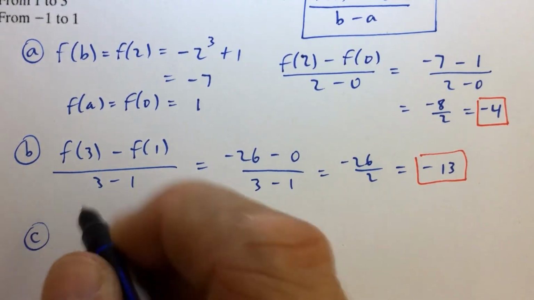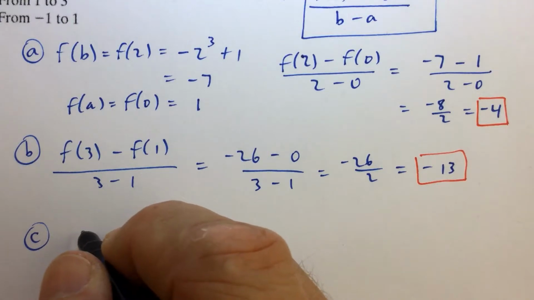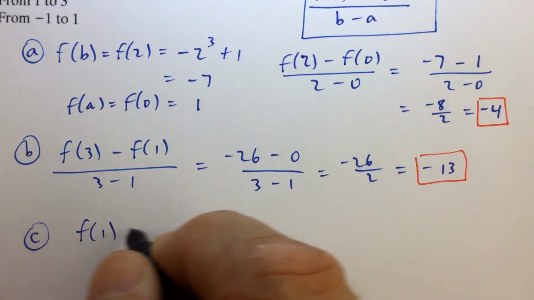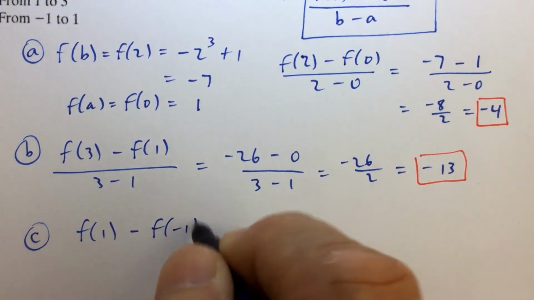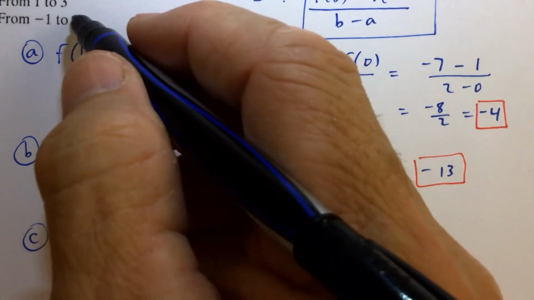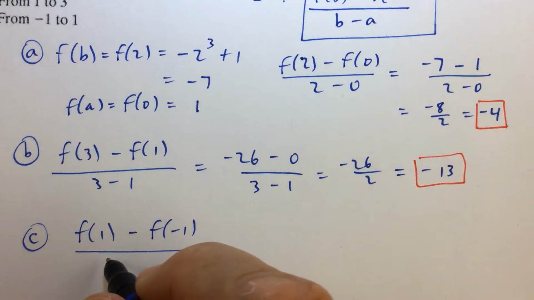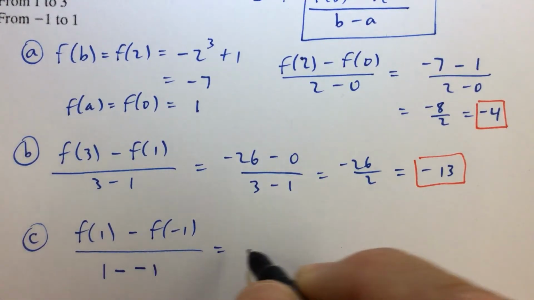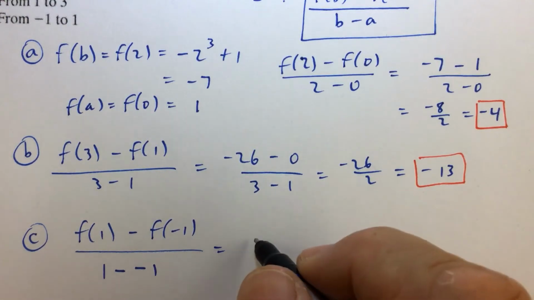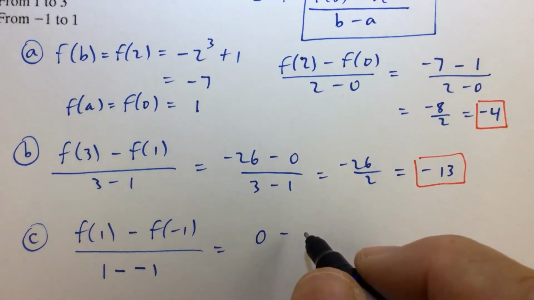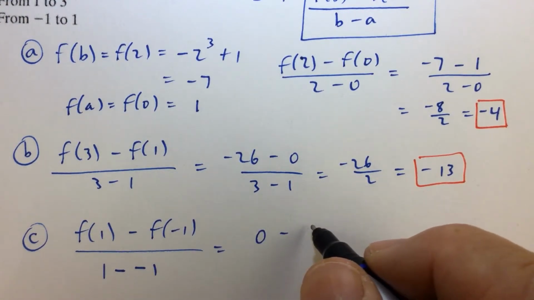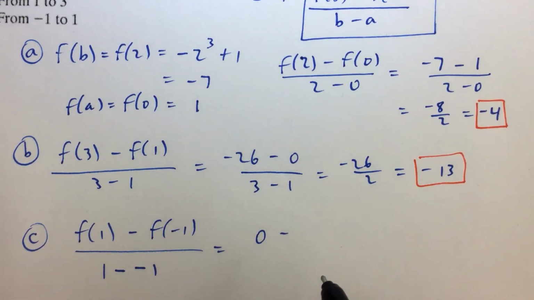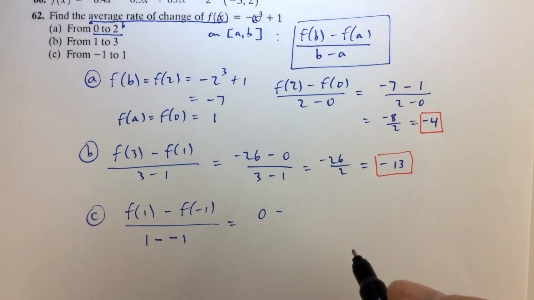And then finally, part C, we have from negative 1 to 1. So we start with the end of the interval, f of 1 minus f of negative 1. f of b, b is always the second number, over 1 minus negative 1. Just be careful on that. f of 1 we said was 0, but f of negative 1, let's figure that out, because I don't want to try to do too much of this in my head. Let me zoom out a little bit, try that over here.